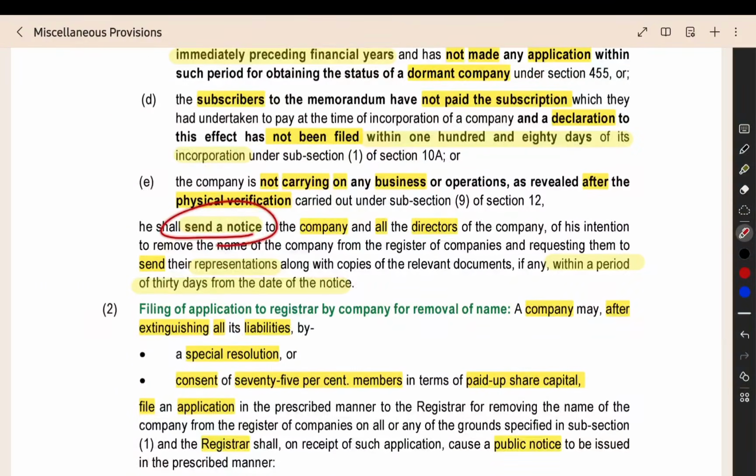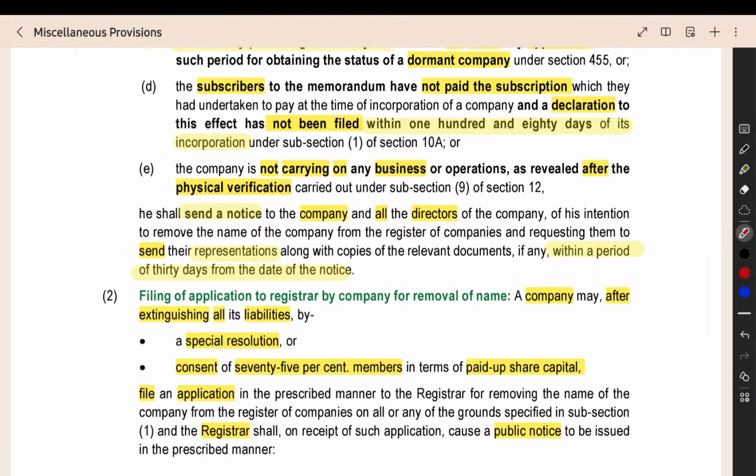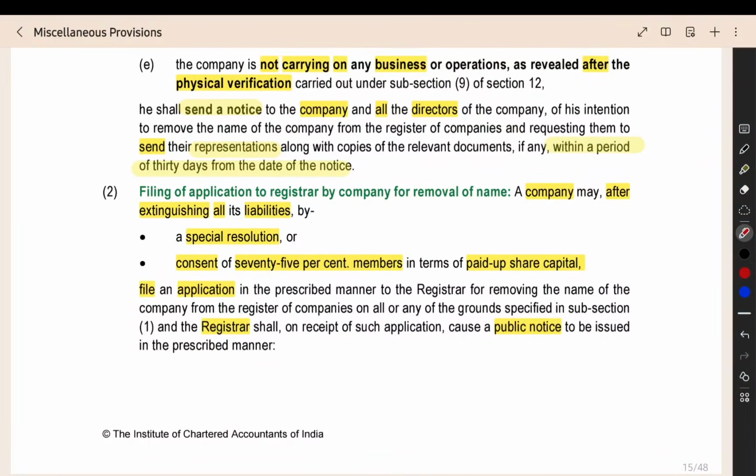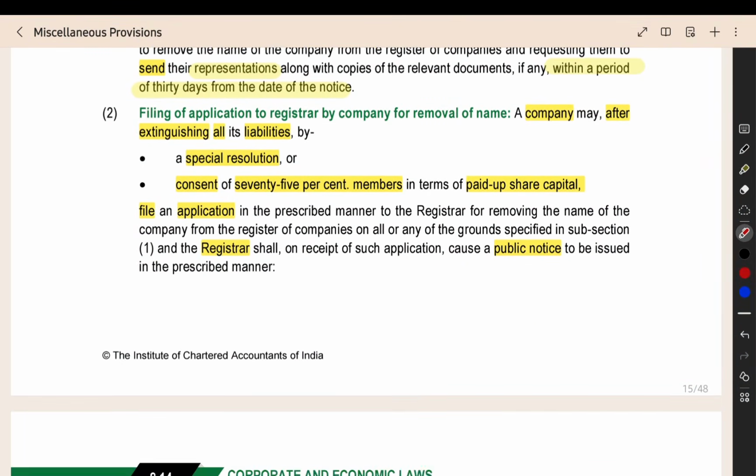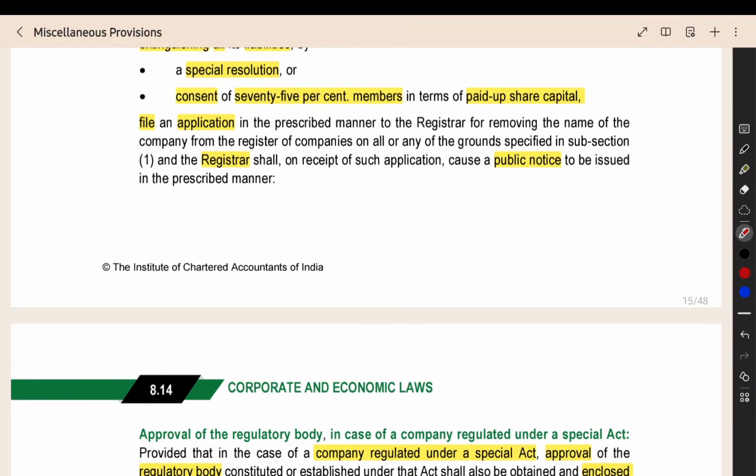He will send a notice to the company and all the directors. If they did not reply, then only they will do the strike off. They have 30 days to reply. Then, if you want to do a striking off application by yourself, you want to strike off your name from the register of companies.